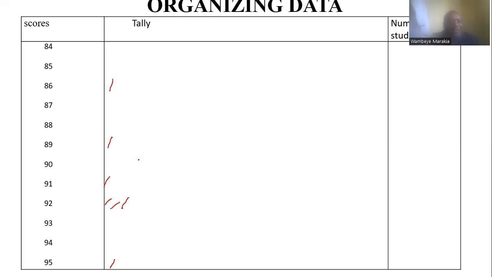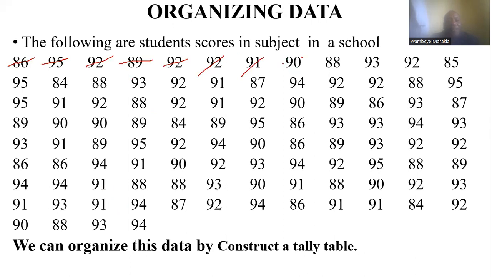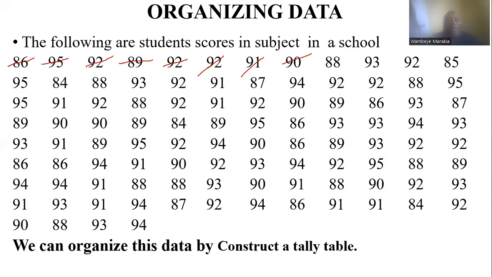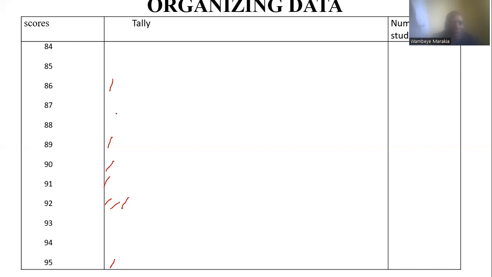We tally to a landing stroke. The next number in our list is 90. We come back to our tally. We look for where 90 is, and we tally it like that. We go back to 88, and we come back to our list. 88 is there. We tally it like that.